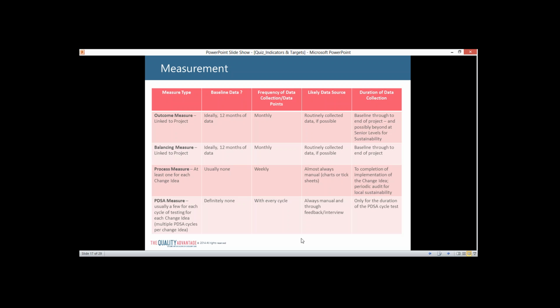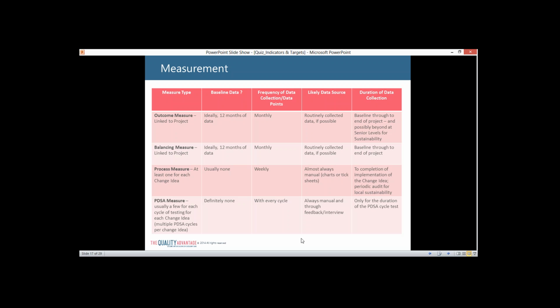And finally, a PDSA measure. There are usually a few of these for each cycle of testing for each change idea. For any particular change idea, you might be doing multiple cycles of testing, and every time you do one of those cycles, you likely have at least a few qualitative, maybe one or two quantitative small measures attached. Definitely we don't have baseline data for these.